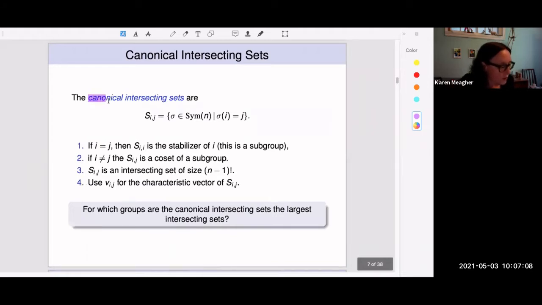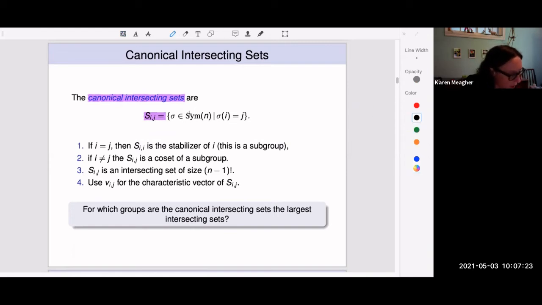So my favorite intersecting sets, I call them canonical. They're sort of like the obvious candidate for a nice big intersecting set. So I define it as Sij. So the set, oh, you know what? I shouldn't have written it like this. I knew I'd find typos. I'm going to put this for any group here rather than S, just the symmetric group. So for any group, I can define this Sij. They're all the permutations that map i to j. Obviously, they're going to be intersecting. They all match at the point i.